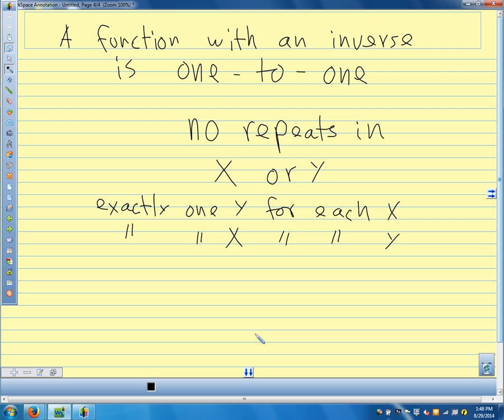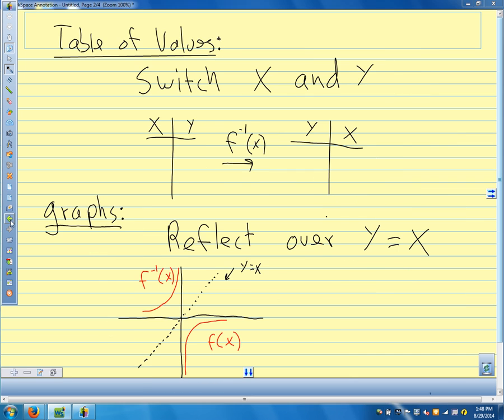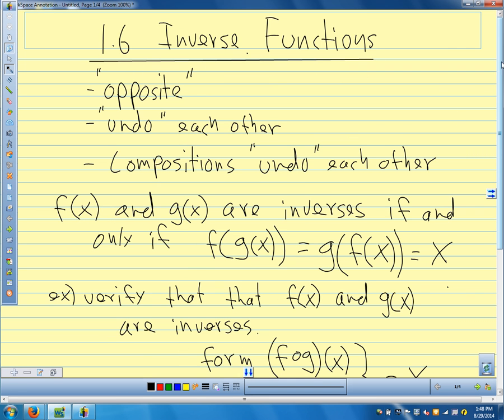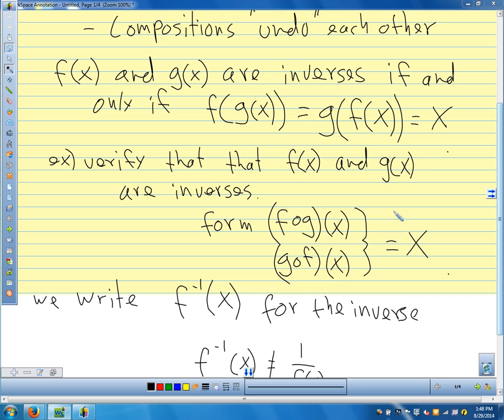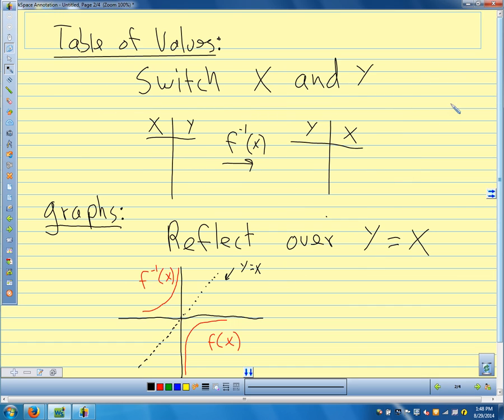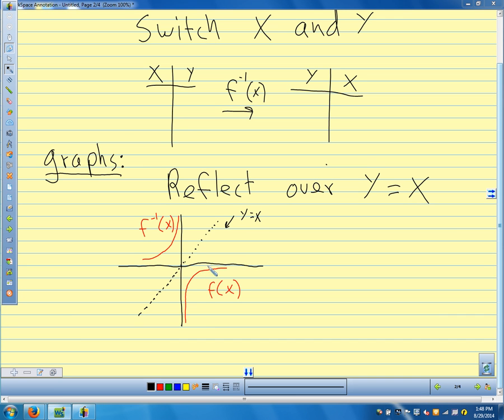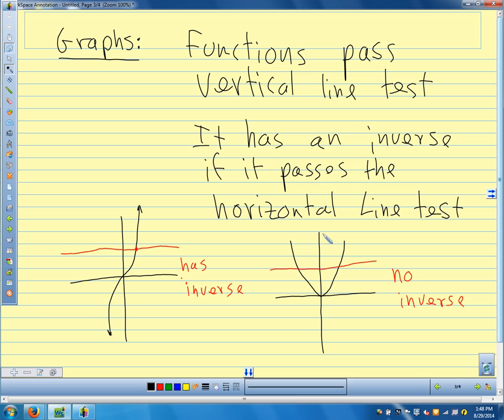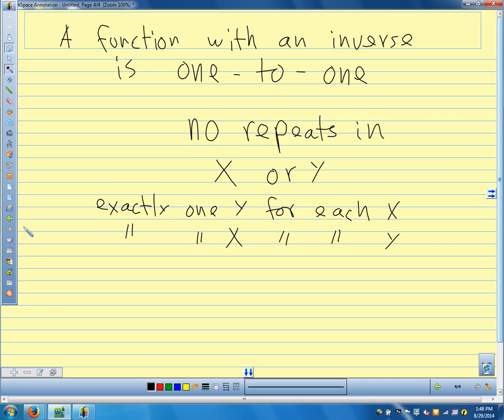So, a reminder about inverse functions. Let me go back really quickly. You'll have problems that say verify that these two functions are inverses. To verify that functions are inverses, you form the composition both ways, and you have to get x out for both compositions. If you're looking at graphs, they have to reflect over the line y equals x to be inverses. We switch the x's and y's. If our function passes a horizontal line test, it has an inverse, and that means it's 1-to-1. Functions with an inverse are 1-to-1.